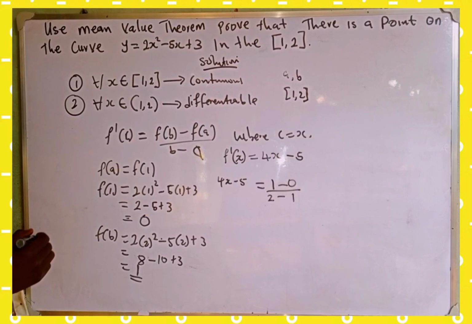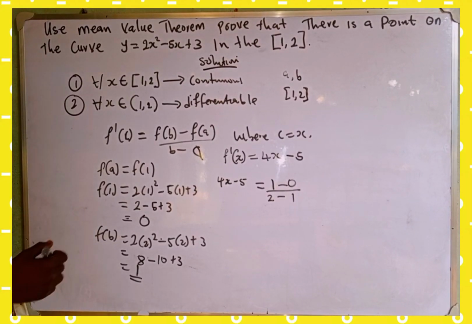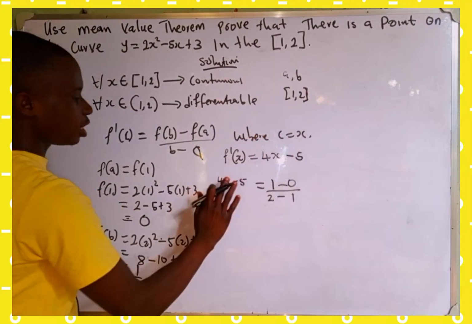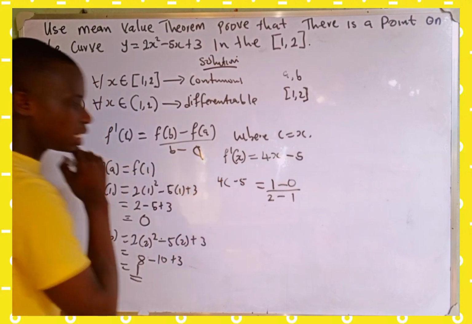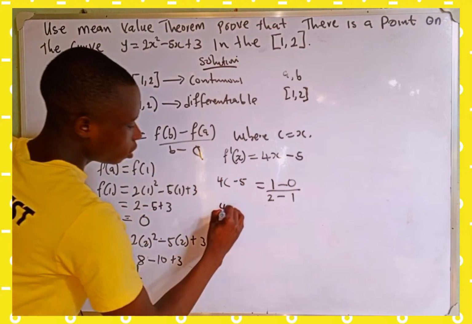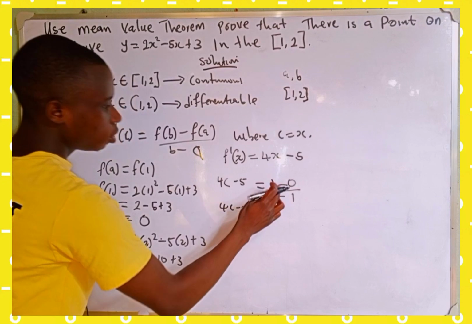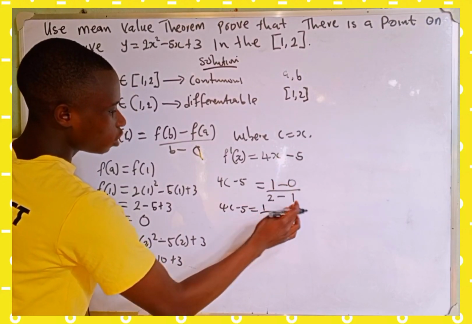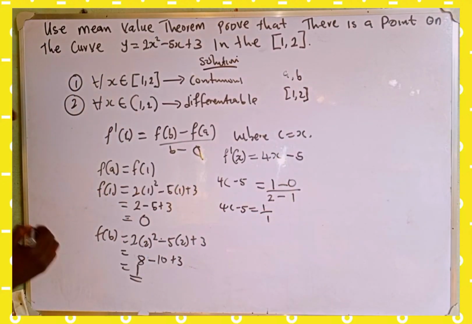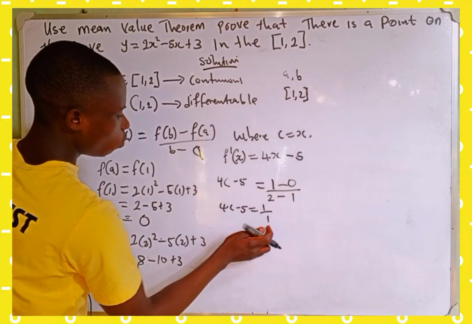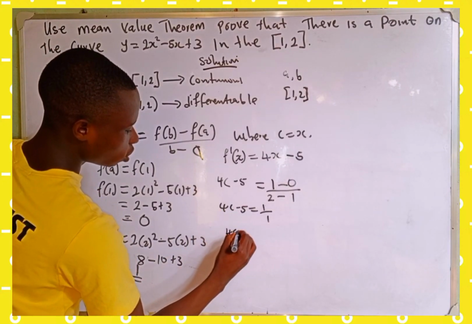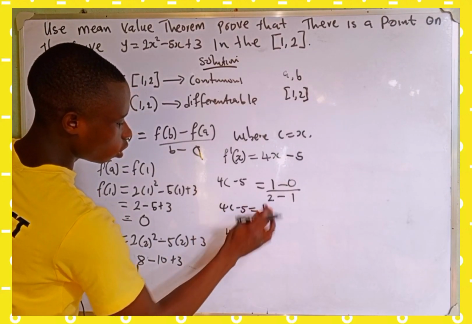Now we're going to simplify and solve for the value of c. Recall that x is the same as c, so this x can also be written as c. So 4c minus 5 is equal to 1 minus 0, which is 1, over 2 minus 1, which gives us 1. Now we're going to cross multiply. 1 multiplied by this gives us 4c minus 5, which is equal to 1.